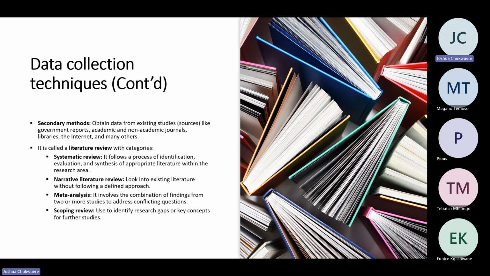And that informs you, based on the number of articles you have read, two or more, that provide those findings. Then from there you can talk authoritatively that this is going to happen, because your source is not from one single source. You have your scoping mechanism, which is used to identify research gaps or key concepts for further studies.